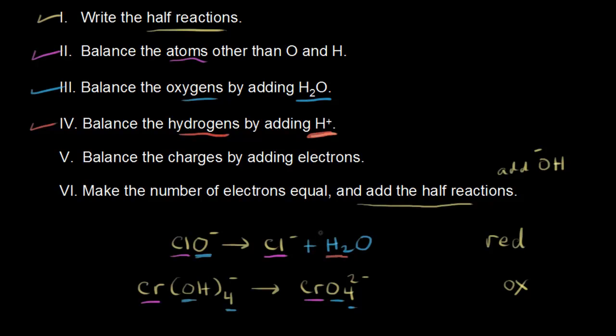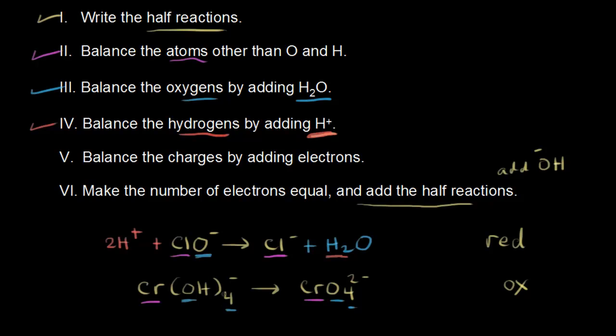And so therefore, I need 2 hydrogens on the left side, because right now I don't have any, and I'm going to balance them by adding them in the form of protons. I have to add 2 protons to the left side of my reduction half reaction, and now I have 2 hydrogens on the left and 2 hydrogens on the right.